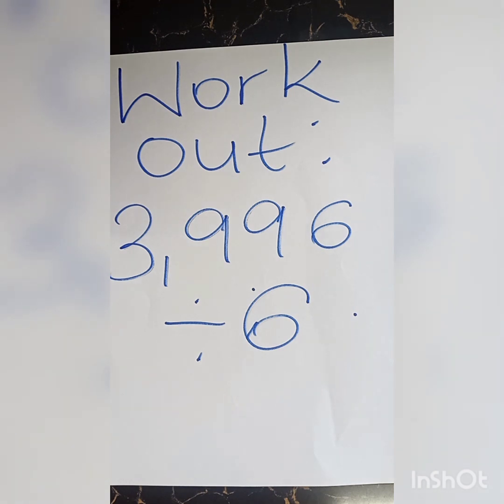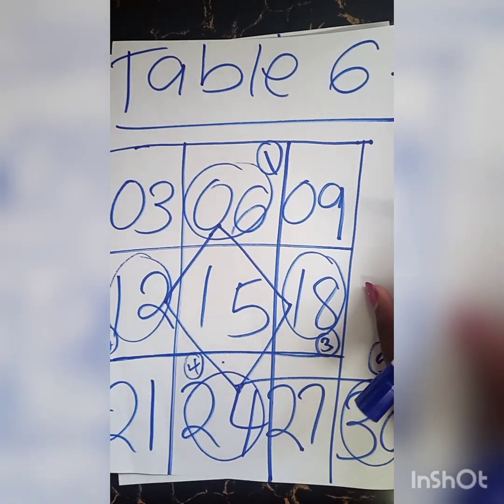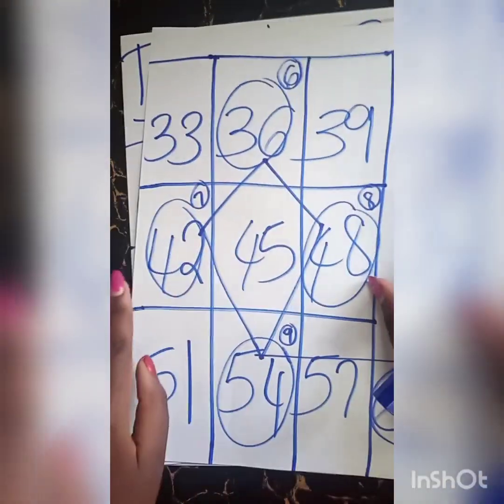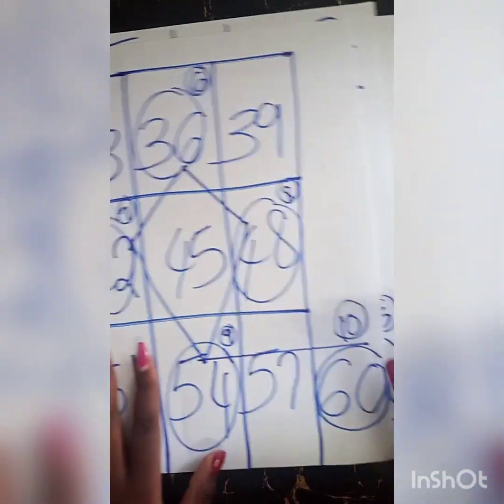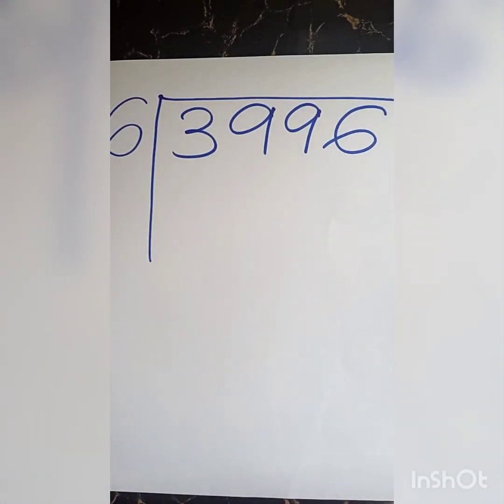Whenever you see a question like this, you should automatically know that you need to be conversant with table 6. And you already went through table 6. If you still need to refresh your memory, I'll leave the link to that video in the description box below. So this is our table 6. This is what we said about table 6: 6 times 1, 2, 3, 4, 5, 6, 7, 8, 9 and 10. Now that you know table 6, we can answer this question very easily.